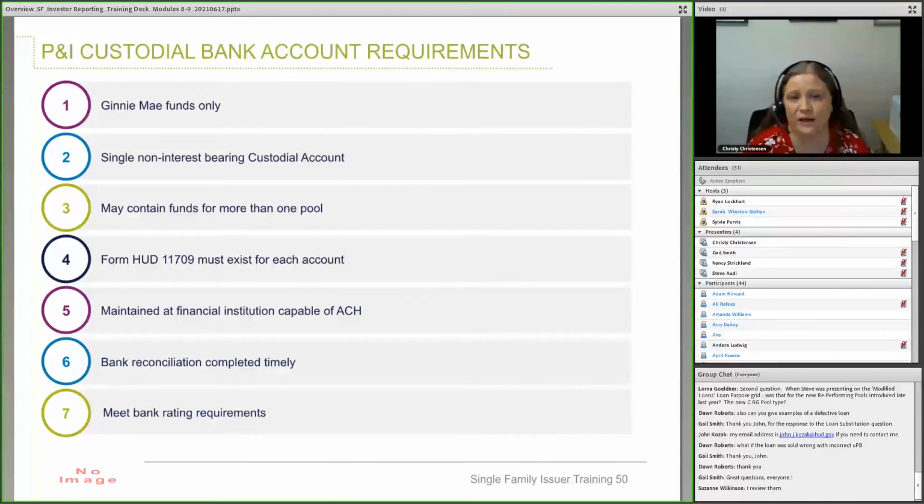P&I custodial bank account requirements are as follows. Ginnie Mae funds only, a single non-interest-bearing custodial account, which may contain funds for more than 1 pool. A HUD 11709 form must exist for each account, it must be maintained at a financial institution capable of ACH, the bank recons must be completed timely, and it must meet the bank rating requirements per CAFS.